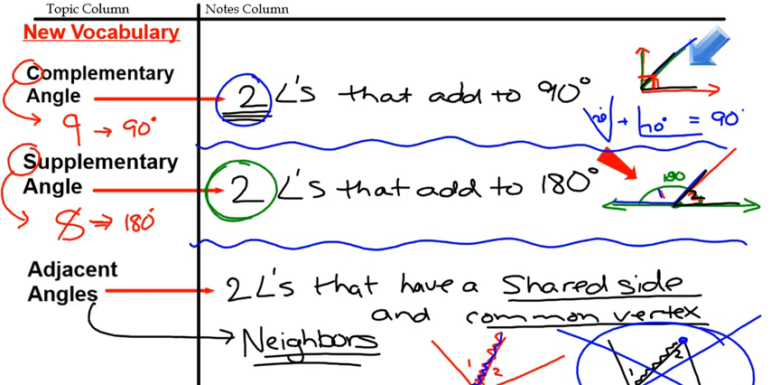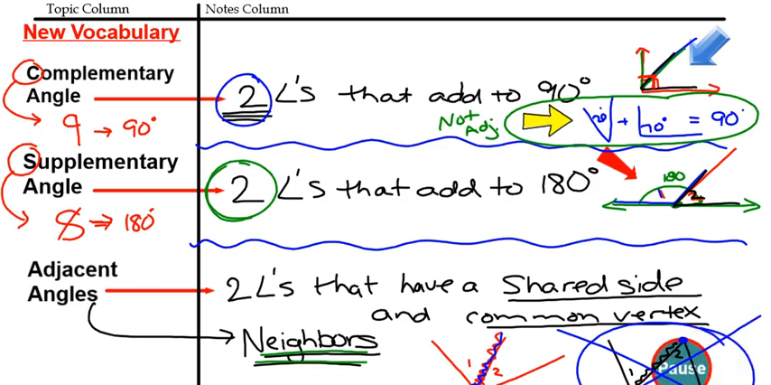Do all complementary and supplementary angles have to be adjacent? And the answer is no, because these guys right here are not adjacent. Because they are not next to each other, they do not touch at all, they are not what we call neighbors. So that is adjacent, supplementary, complementary, supplementary, and adjacent. What I'm going to have you do is pause and jump up to page 2.